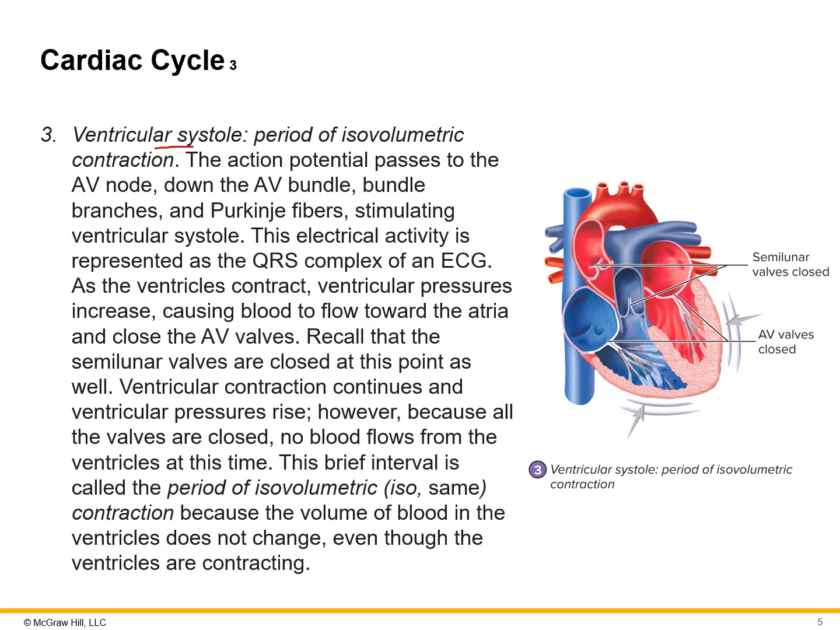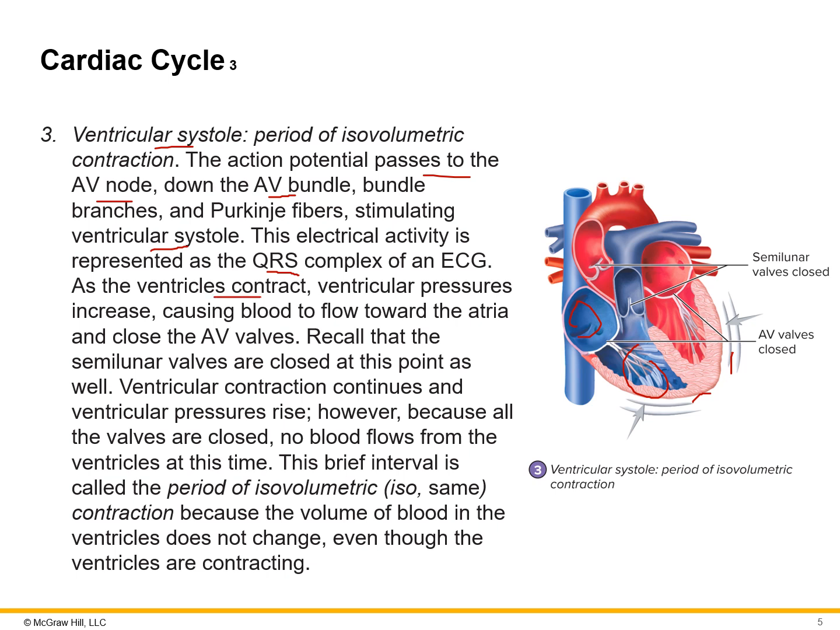Then we have ventricle systole. So we have contraction of the atria first, then contraction of the ventricles. Again, slower action potentials moving through there, fewer gap junctions. We get that contraction more at the base, at the apex of the heart. So those action potentials pass to the AV node, down those bundles, and the Purkinje, stimulating that ventricular contraction or systole. So this activity is that QRS complex of that ECG that we looked at the end of the last video.